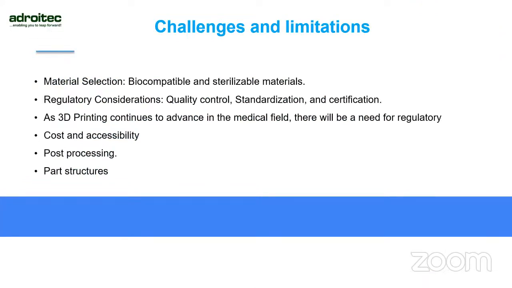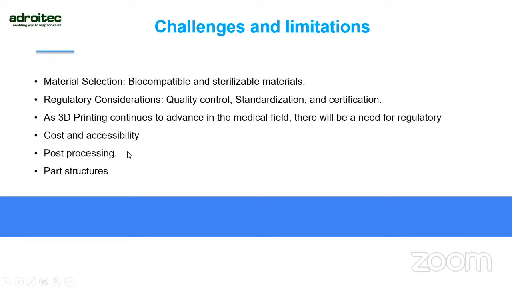Challenges and limitations. One of the major challenges we face in 3D printing for the medical field is material selection. There are very few materials for the medical field which pass biocompatibility, sterilization, and UV and infrared requirements. And there are regulatory considerations in the medical field like quality control, standardization, and certification. As 3D printing continues to advance in the medical field, there will be a need for regulations, because without regulations we can't approve the process. And then cost and accessibility.